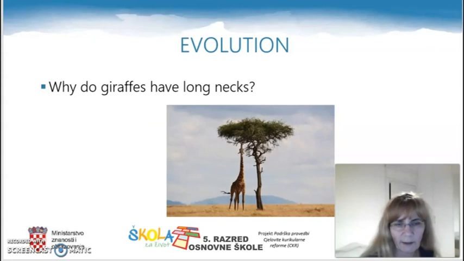So lizards, just like other animals and plants, adapt to habitats in different ways. And this adaptation leads to evolution. So this is the answer to the question, why do giraffes have long necks? So really, why do they have long necks? Yes, definitely, to eat leaves. And now answer the question, what is evolution? Evolution is the change in the characteristics of some animals to adapt to new habitats. For example, that's why giraffes have long necks. They adapted to the habitat.